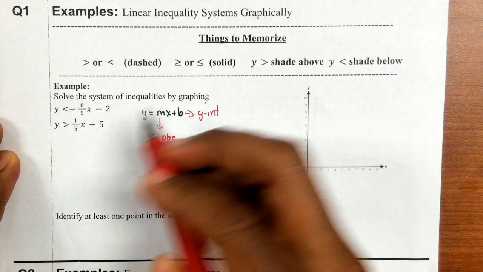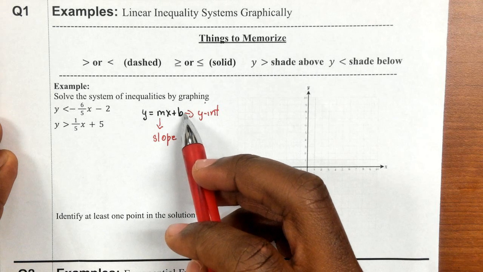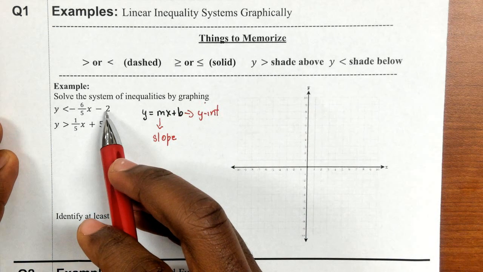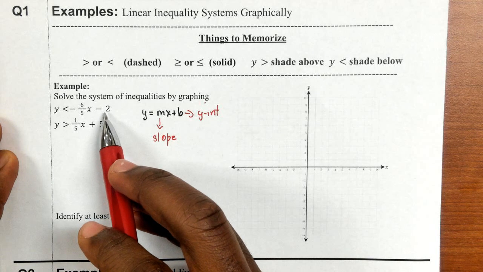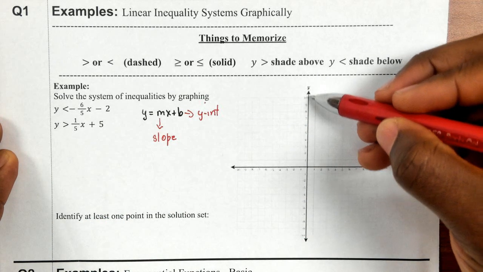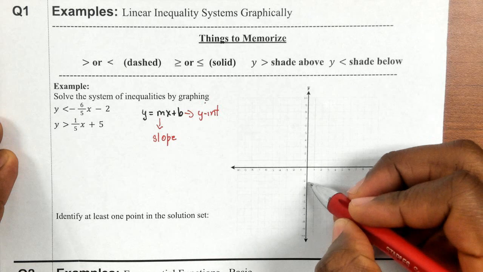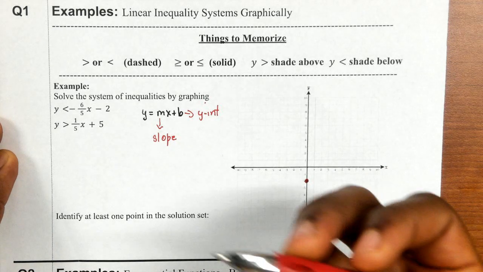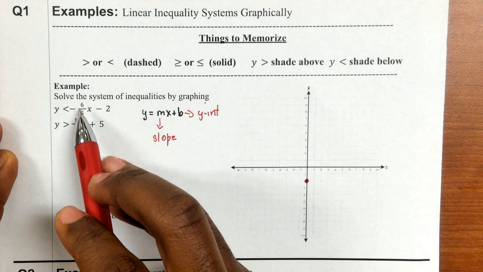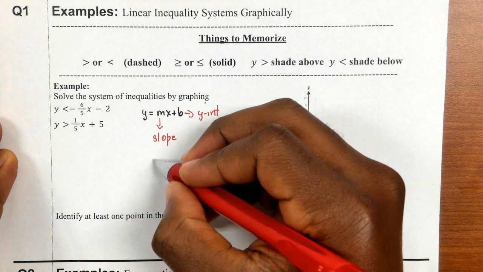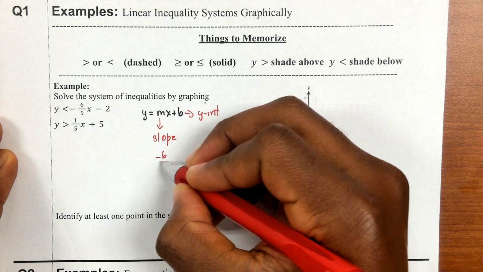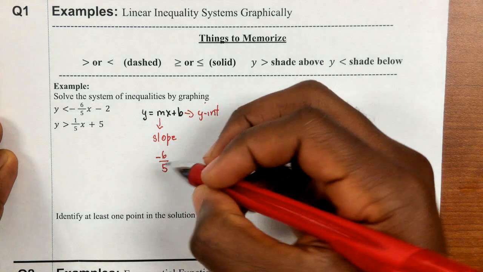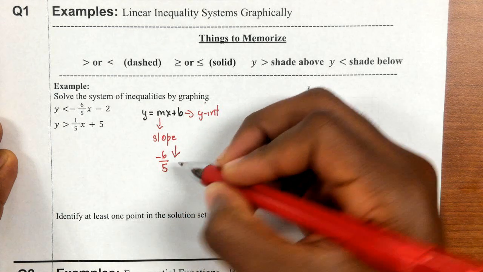Whenever you're graphing this, you always graph your y-intercept first. So looking at my first equation, my y-intercept is -2. So that means I intercept my y-axis at -2. Now you ask yourself, what does this slope mean to me? So my slope is -6/5.